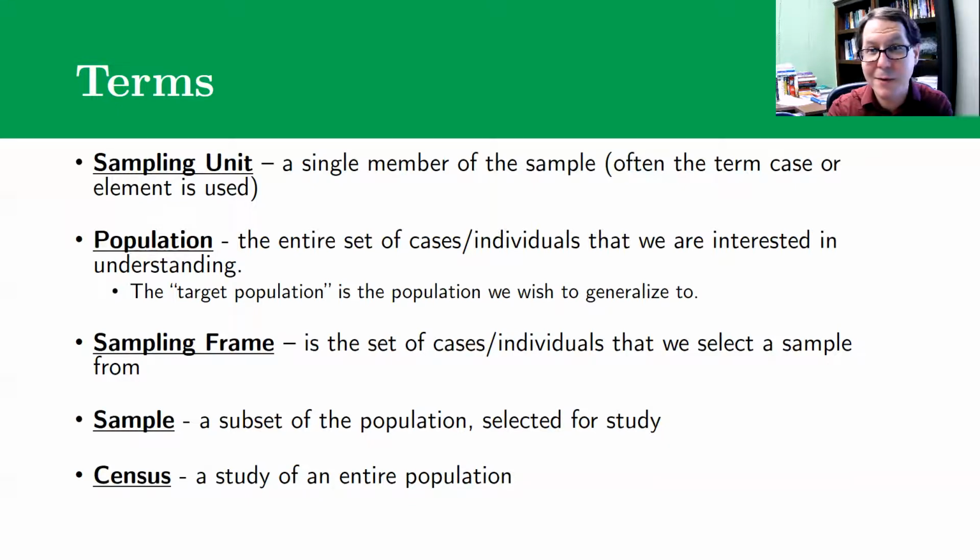Lastly, I should talk about sampling unit. This is a vocab term I don't particularly care for because there's not really consensus on it. Some people use the term element or case. It's basically when you draw your sample, each person, each case that you're selecting, that's a sampling unit. And so if you draw a sample of 1,000, you have 1,000 separate cases or sampling units that you might look at.